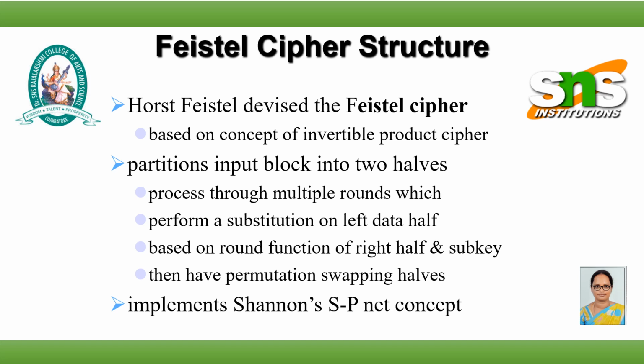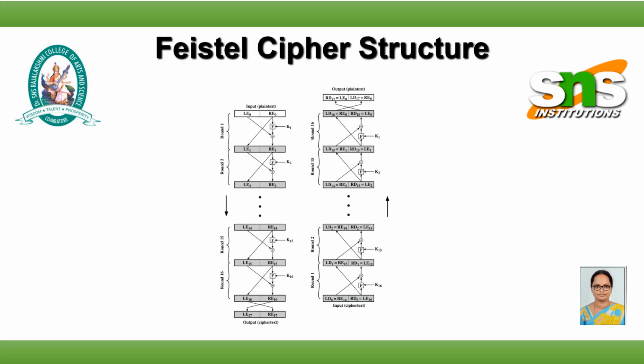Feistel cipher structure. It is based on the concept of an invertible product cipher. It partitions the input block into two halves and processes them through multiple rounds. It performs a substitution on the left data half based on a round function of the right half and subkeys. Then we perform a permutation by swapping the two halves. So it implements substitution and permutation for those two halves.